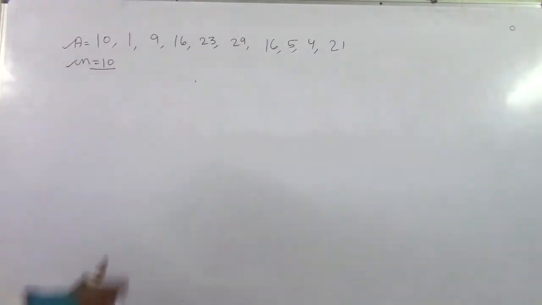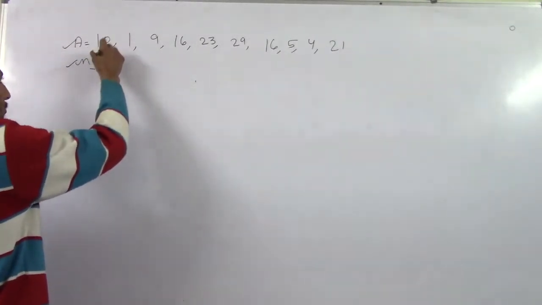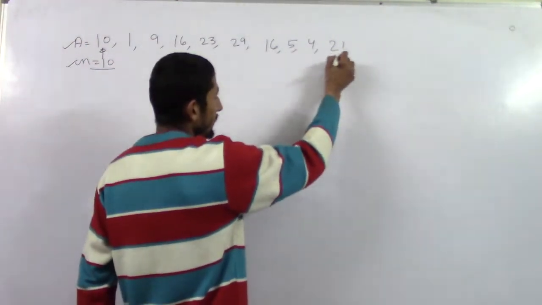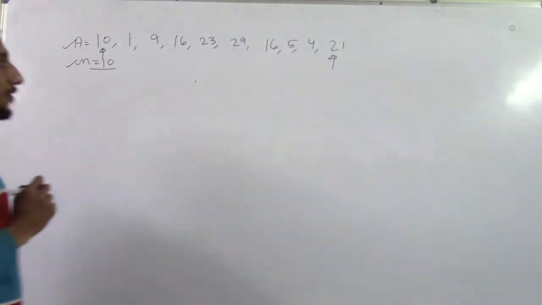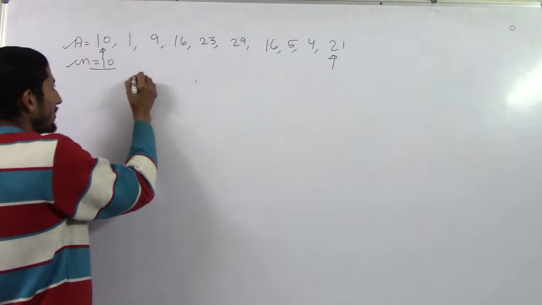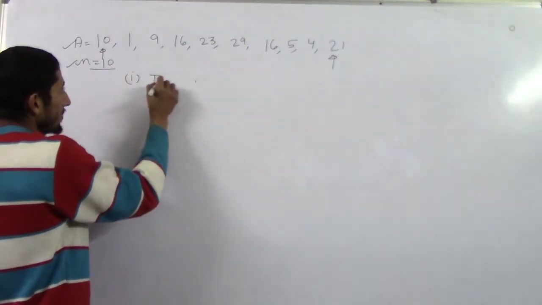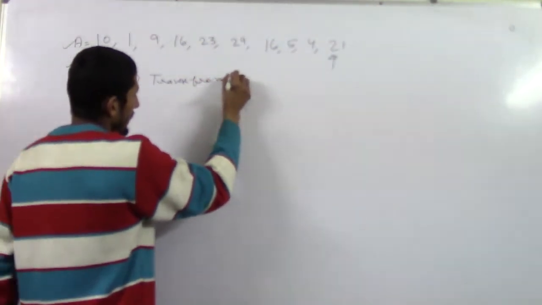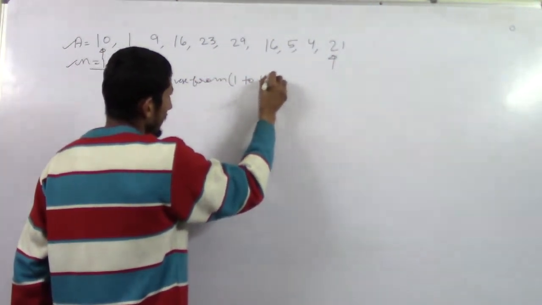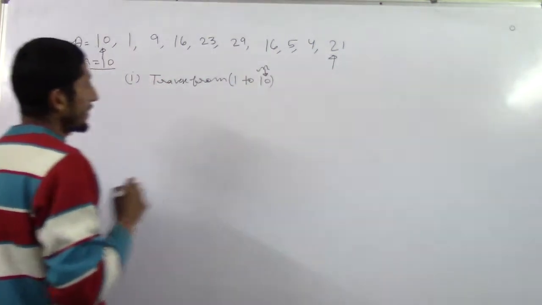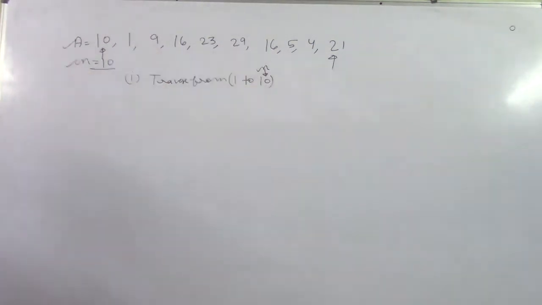First of all, I will traverse the array from the first position to the 10th position. So the first step is to traverse from 1 to 10, or to be more specific, I can write n. So I will traverse from 1 to n and I will find the smallest number.